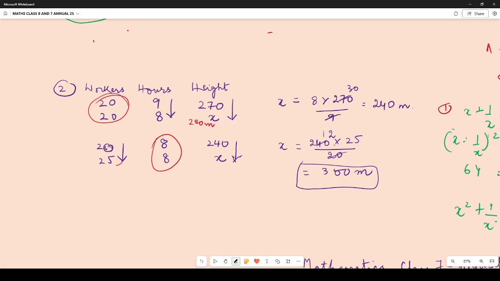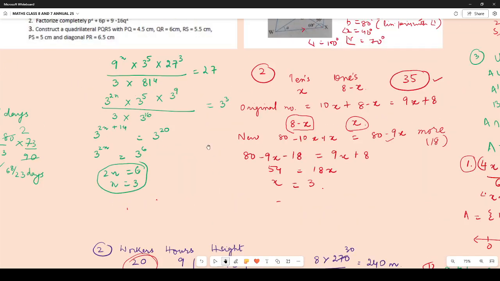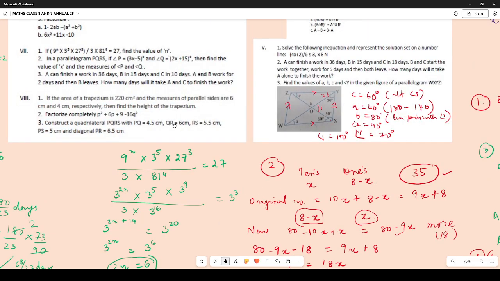So you find out using this formula. Over here, the arrowhead goes in the numerator and the tail makes up the denominator, is equal to 25 by 20, and when you multiply it you get the answer as 300 meters, right? So they will build a wall which is 300 meters high.